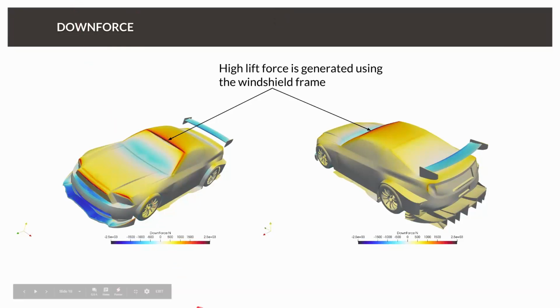And so we can see that the splitter is creating downforce, the rear wing is creating downforce, and that the hood and the roof of the car are actually creating lift. Not as much lift as the wings and splitter create downforce, but it's force in, let's say, the wrong direction. We could think about using a part like a splitter to reduce the lift generated by the windshield frame.